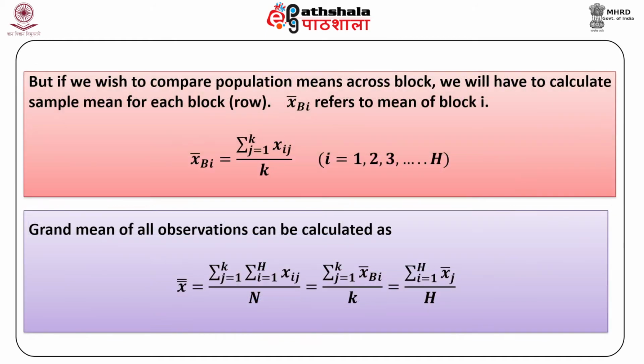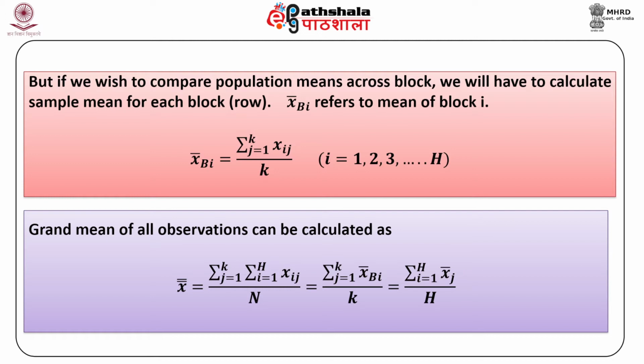But if we wish to compare population means across blocks, we will have to calculate the sample mean for each block, which is a row in this case. And we can denote Xbi bar, which refers to the mean of block I. And therefore Xbi bar is equal to summation of Xij over J, where J ranges from 1 to K, and in the denominator we have K. So divided by K, and I ranges from 1 to H. As mentioned earlier, we have H blocks.